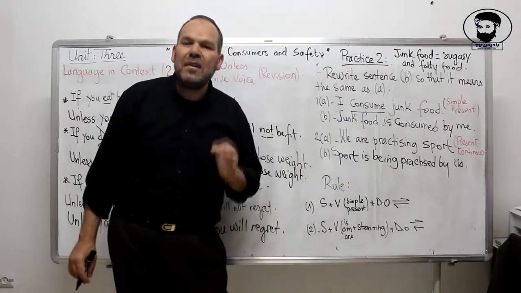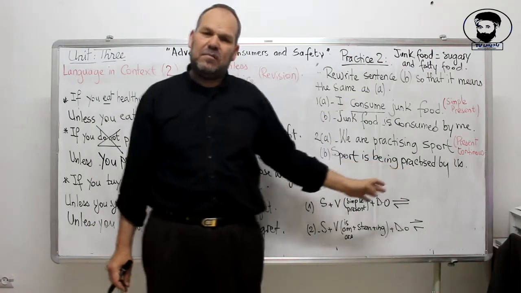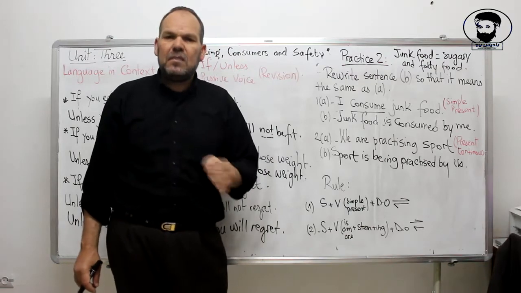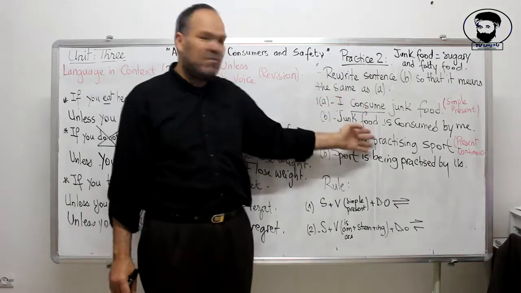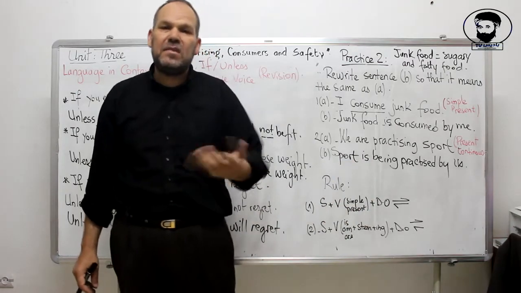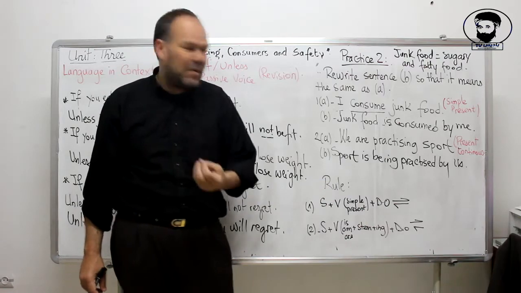So the rule is very easy for the passive voice. This rule is just like the multiplication table: the more you practice, the more you learn. It's easier for someone who has done a lot of examples like this than for someone who never did this kind of exercise or task. So it's just a matter of practice.